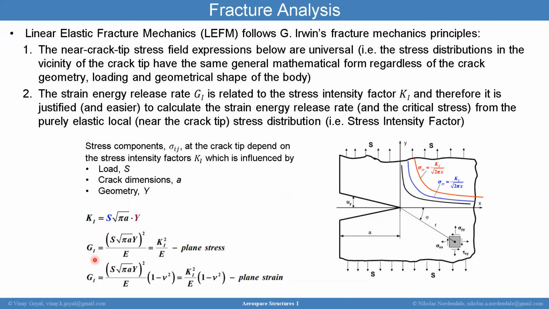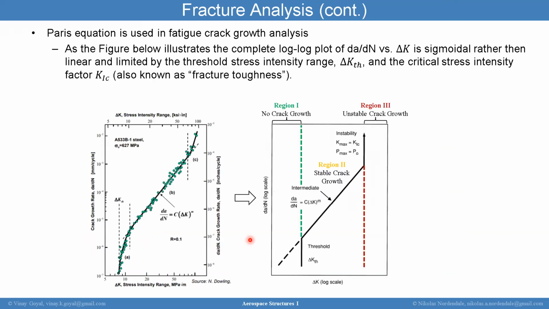The strain energy release rate can be related to K1 through this formula, K1 squared divided by E for plane stress. And for plane strain is this one. Bottom line is that you can use either K1 or G1 to predict when failure occurs because all you have to do is compare K1 to K1C, which is a material property that you can find through an ASTM standard, or G1 to G1C, which can also be calculated for any material.